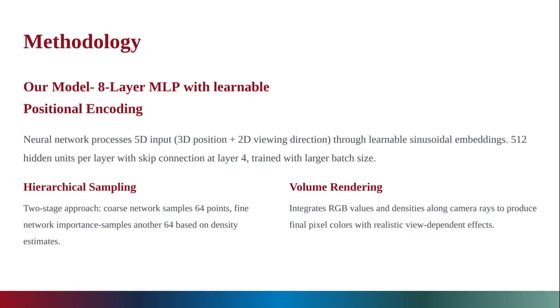Our model also uses the same 8-layer MLP with a key enhancement. We replace the fixed position encoding with learnable sinusoidal embedding. This allows the network to adaptively learn the optimal frequency representation for each scene. We also doubled the network hidden units to 512 and also the batch size for stable gradients. The hierarchical sampling and volume rendering are pretty much the same, but the key differences are learnable encoding, wider network, and larger batch size.